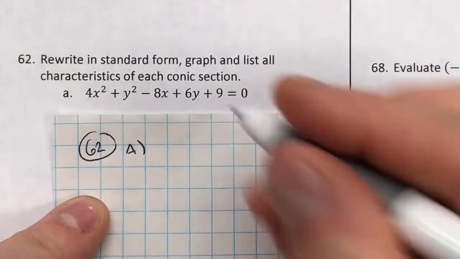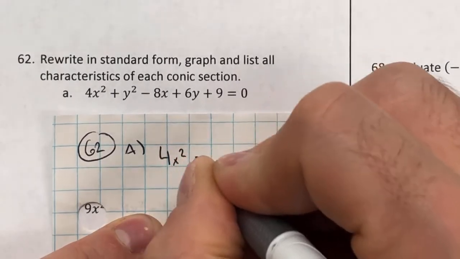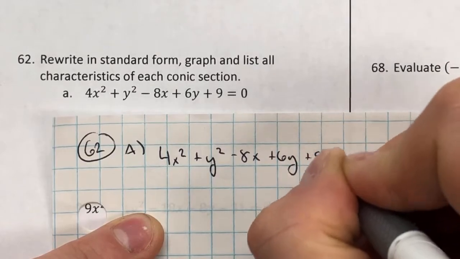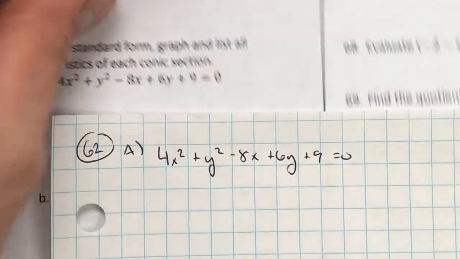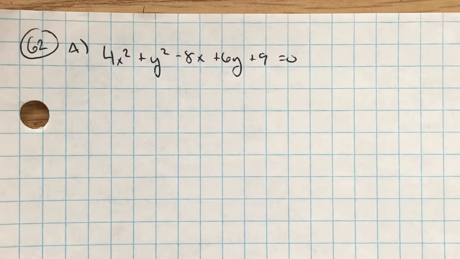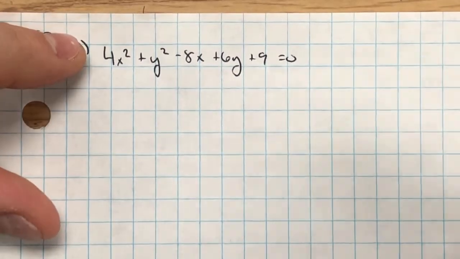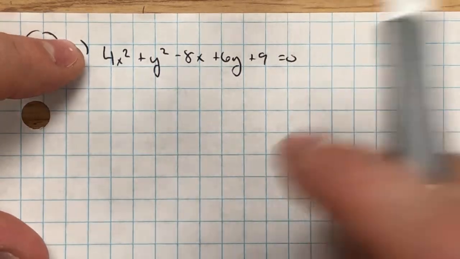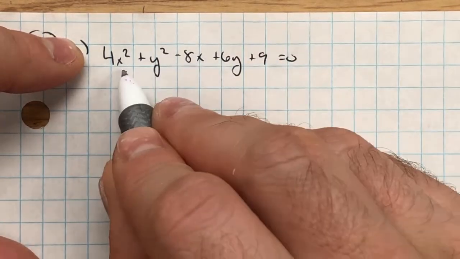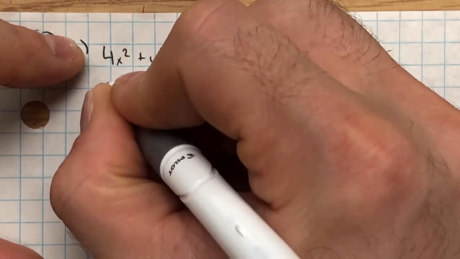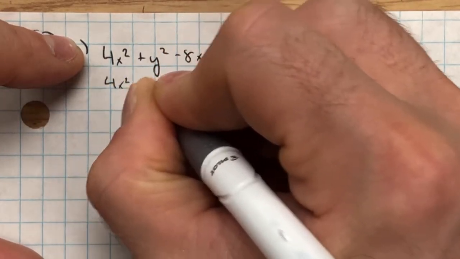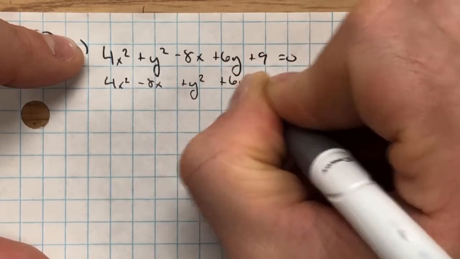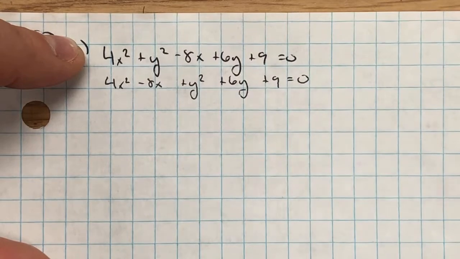Okay. So 62A is 4x squared plus y squared minus 8x plus 6y plus 9 equals 0. So we've got to do a lot to this. The first thing that we need to do is list my x's and my y's together so that I can separate them out and complete each square. So that means I'm going to list this negative 8x right here. So let's see, 4x squared minus 8x plus y squared plus 6y plus 9 equals 0.